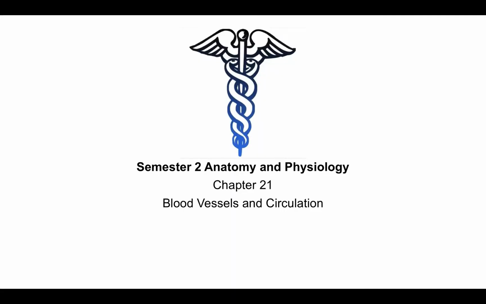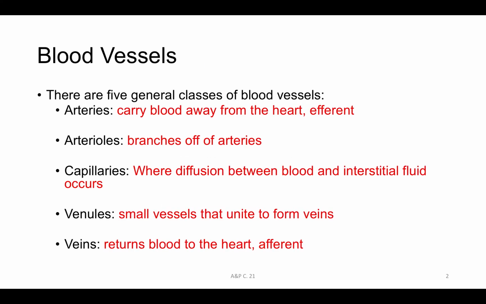This is your recap for the final section in the cardiovascular system, which is blood vessels and circulation, chapter 21. With blood vessels, we talked about the five classes of blood vessels, which are arteries. Arteries are the vessels that carry blood away from the heart. They're going to carry oxygenated blood, and we refer to them as efferent vessels.